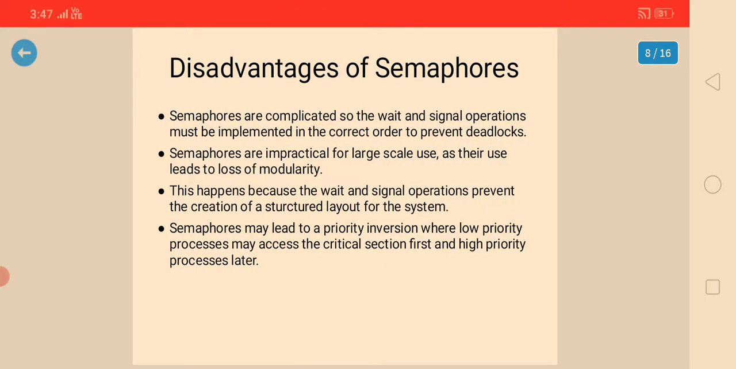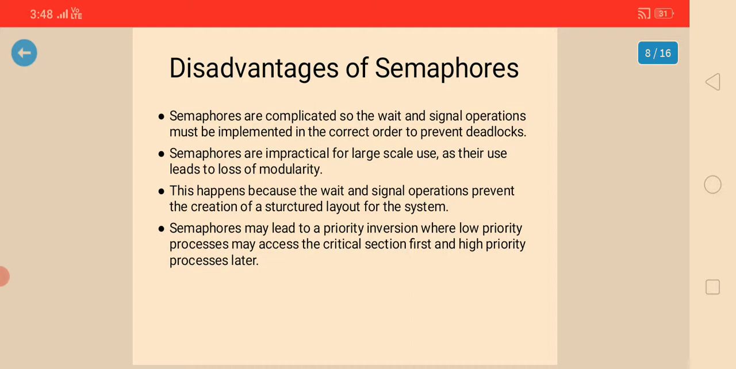Next one, what are the disadvantages of semaphores? Semaphores are complicated, so the wait and signal operations must be implemented in the correct order to prevent deadlock. After we use wait and signal operations correctly, we can make it easier and avoid the deadlock.